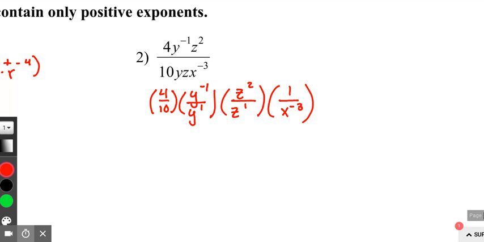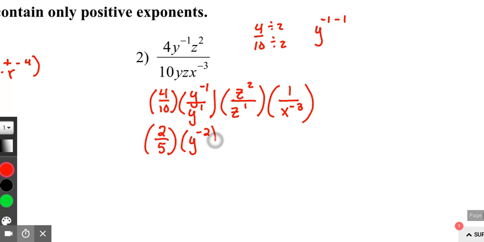And now I'm going to do my division step. Now 4/10 is just a fraction. I'm going to simplify the fraction 4/10. I can divide the numerator and denominator by 2, and I would get 2/5. The y's are being divided. I need to subtract those exponents. And I need to be careful I subtract correctly. It's -1 minus 1. And -1 minus 1 is -2. With the z's, I need to subtract their exponents. I have 2 minus 1, and that is 1.